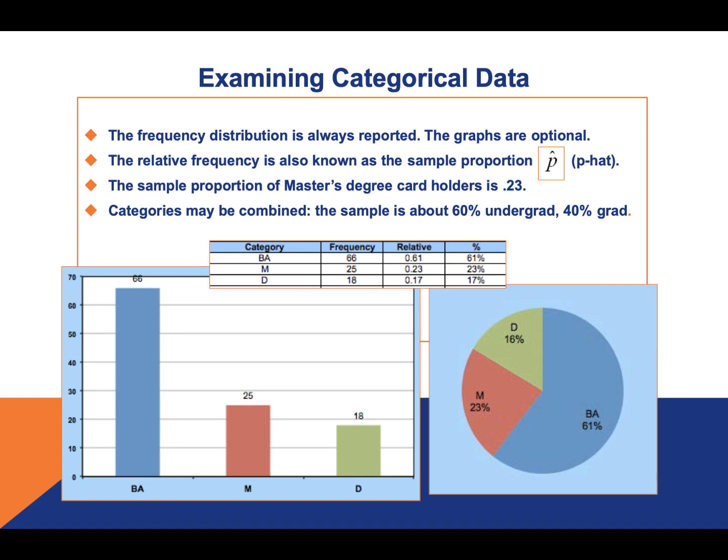Our frequency distribution shows that we have mostly BAs in our sample, 66 out of 109, or 61%. The relative frequency is also known as the sample proportion p-hat. This is an important sample statistic when working with categorical data. For example, the sample proportion of master's degree cardholders is 0.23. Categories may be combined. The sample is about 60% undergrad, for example, and 40% graduate level.